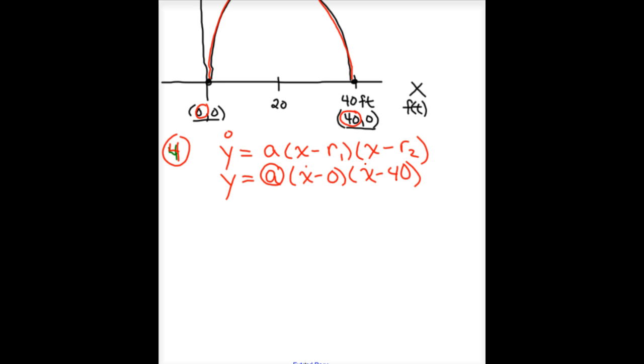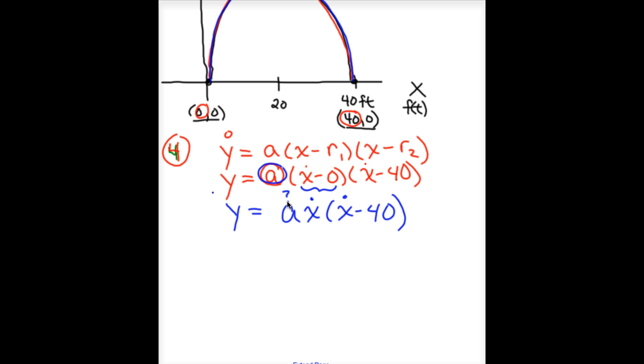The next thing is to figure out, what is a? I'm going to clean this up a little bit before I do that. Obviously, x minus 0 is just x. So I have a times x times (x minus 40). And this is modeling the path, so the points everywhere along this parabola work in this equation. Keep in mind, I already know that 40 will spit out a 0, and 0 will spit out a 0. It's the vertex that's going to help me figure out what a is.